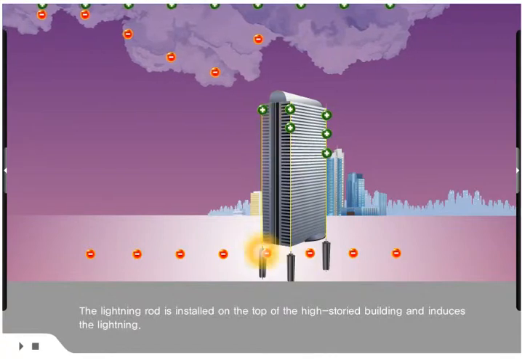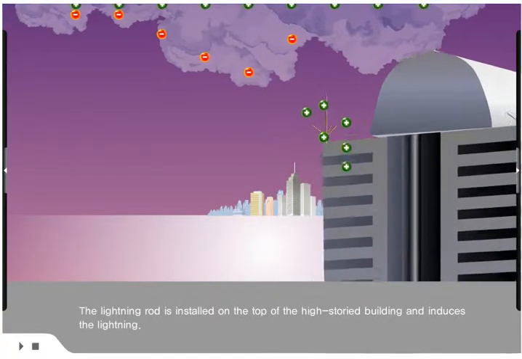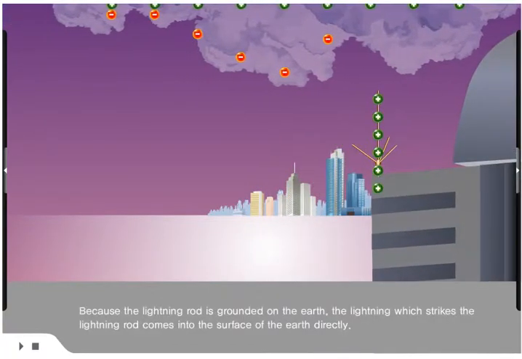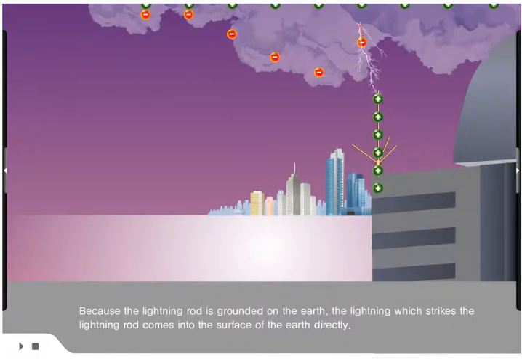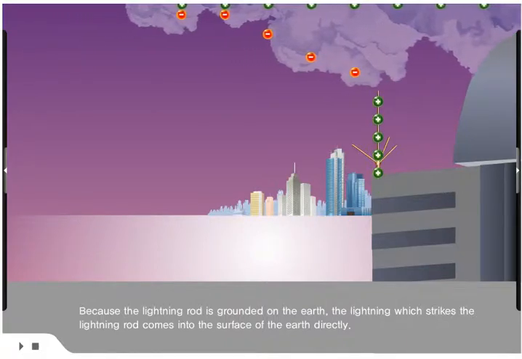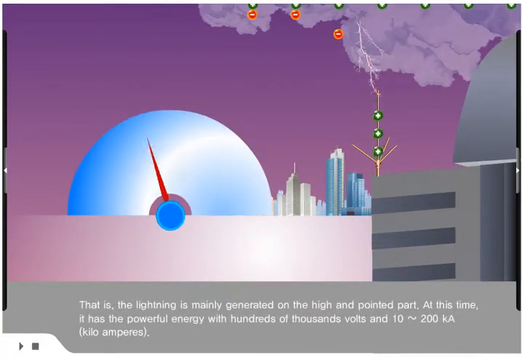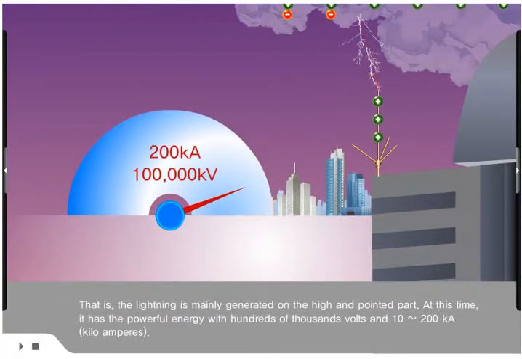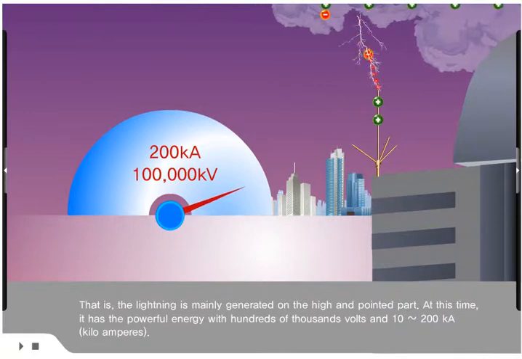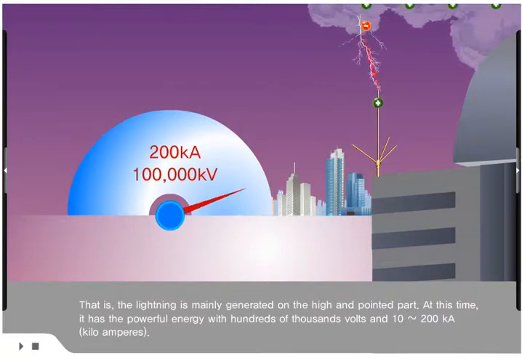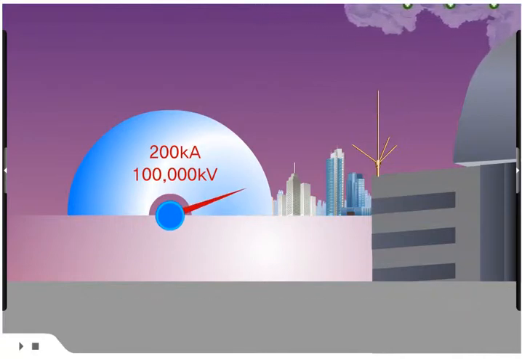The lightning rod is installed on the top of the high-storied building and induces the lightning. Because the lightning rod is grounded on the earth, the lightning which strikes the lightning rod comes into the surface of the earth directly. That is, the lightning is mainly generated on the high and pointed part. At this time, it has powerful energy with hundreds of thousands of volts and 10 to 200 kiloamperes.